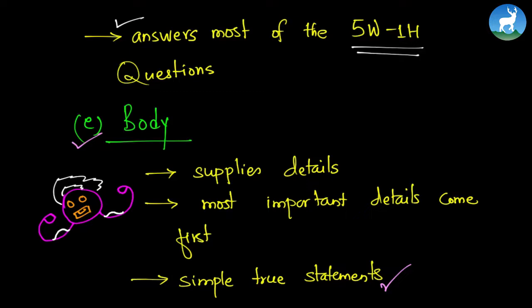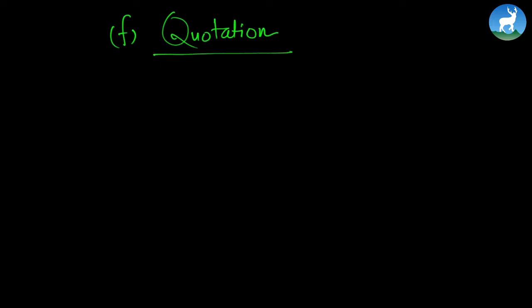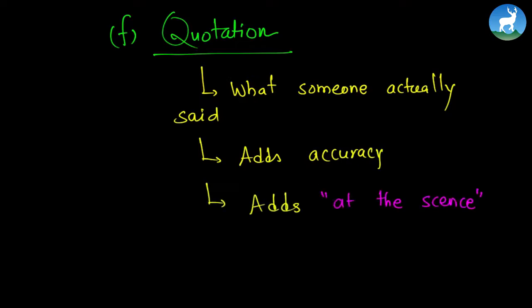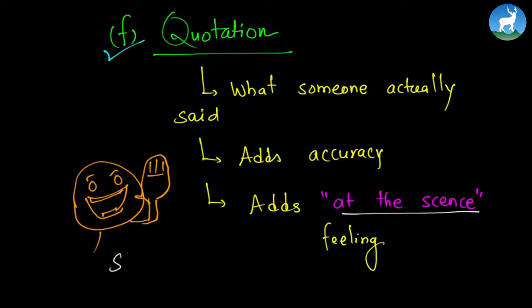Finally, we come to the last element of news report writing, which is called quotation. What is it called? It is called quotation. Quotation is what someone actually said. It also adds accuracy. It also adds at the scene feeling. What does it add? It adds at the scene feeling. So this kind of feeling is added. Quotation. You see, quotation is what someone said.